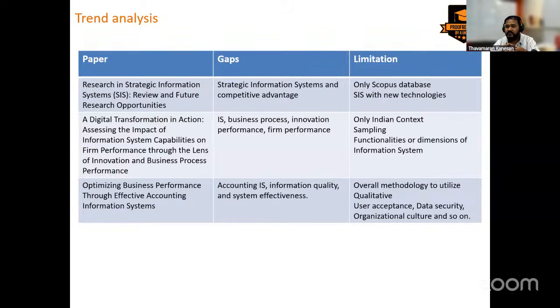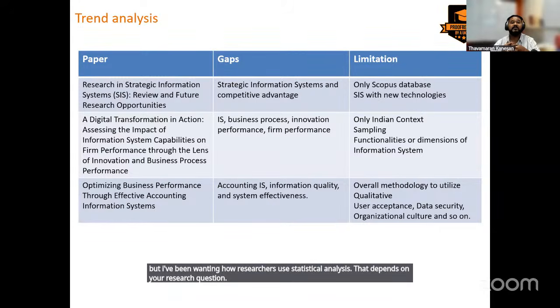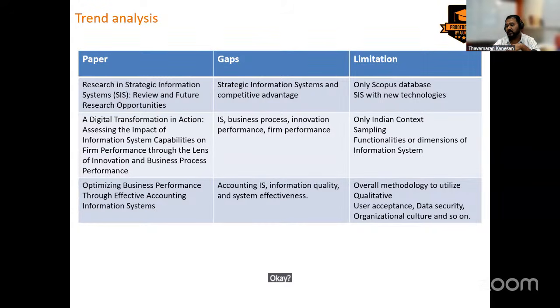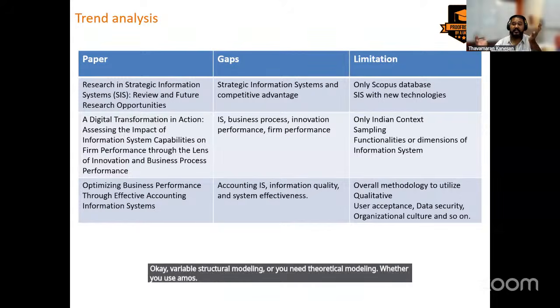I've been wondering how researchers use statistical analysis. That depends on your research question and your research gap. Whether you just need SPSS, or whether you need least square analysis, or structural modeling, or theoretical modeling, whether you use AMOS or Smart PLS. Based on that, you design.